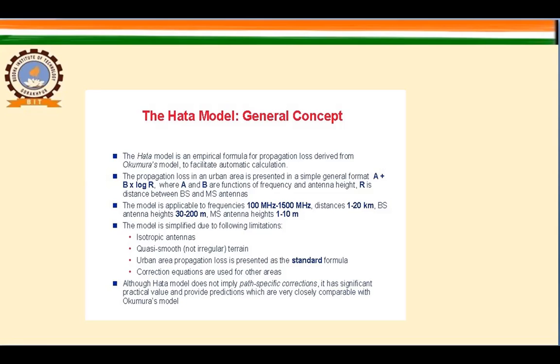The propagation loss in an urban area is presented in a simple general format: A plus B multiplied by log R, where A and B are functions of frequency and antenna height, and R is the distance between the base station and the mobile station. It is also known as the separation distance.